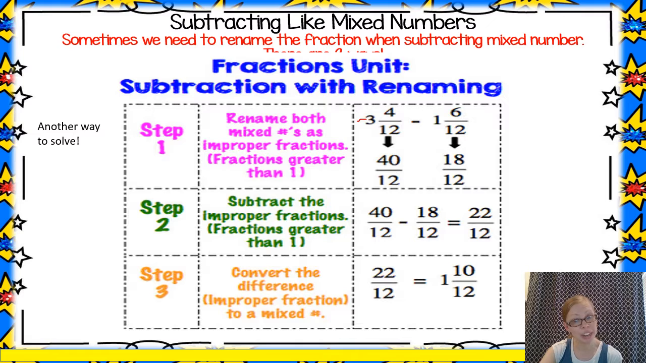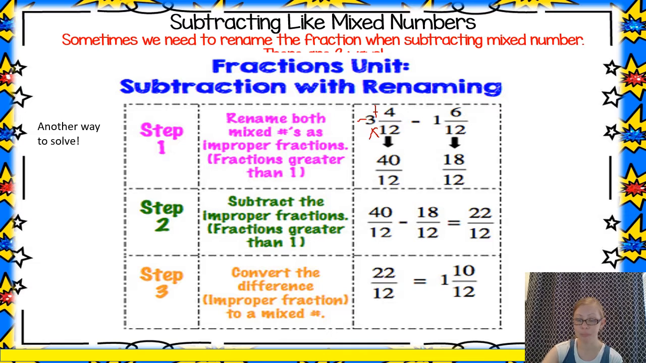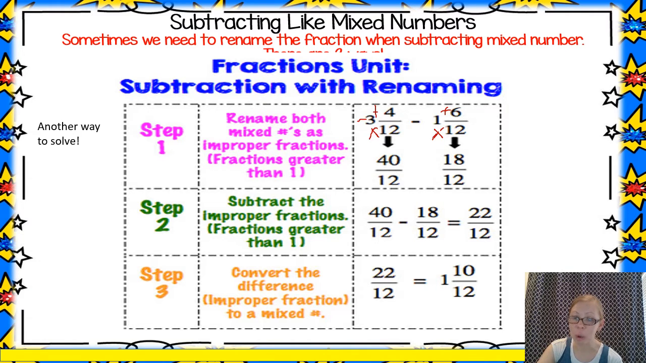Remember, to change a mixed number to an improper fraction, we take our 12, we multiply it times our whole number 3, then we add our numerator 4. 3 times 12 is 36, plus 4 more gives me 40. So I rewrite this mixed number as the improper fraction 40/12. I can do the same thing to my other mixed number. 12 times 1 equals 12, plus the 6 in the numerator. 12 plus 6 is 18. So I have 18/12 as my next improper fraction.